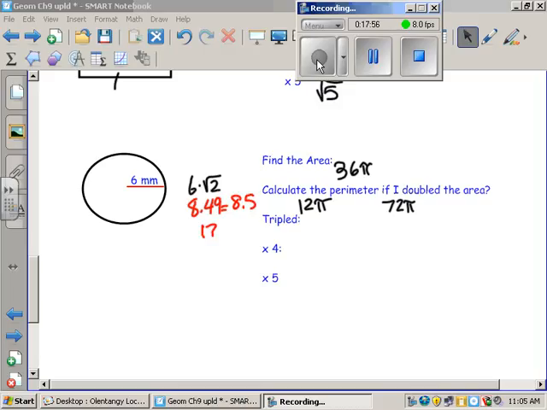If the area goes up by the square root of 3, the perimeter will also go up by the square root of 3. You're not going to square it or cube it, because the perimeter just changes the way the side lengths change. All right? Okay.